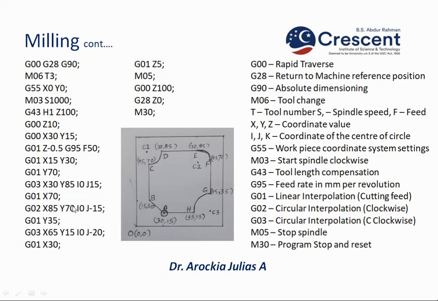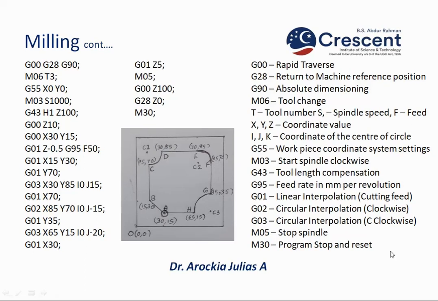Again we have a circular interpolation, but this time it is clockwise. So we use G02, and from E to F, the F value is 85, 70. So we use the values X85 and Y70 and I0 J minus 15. Okay, here again the X value is not going to change, but the Y value moves in the minus direction. You have to remember the positive and negative. Here it is minus 15, so J minus 15. Next is G01 Y35. There is no change from F to G. There is no change in the X value, so we use Y35.